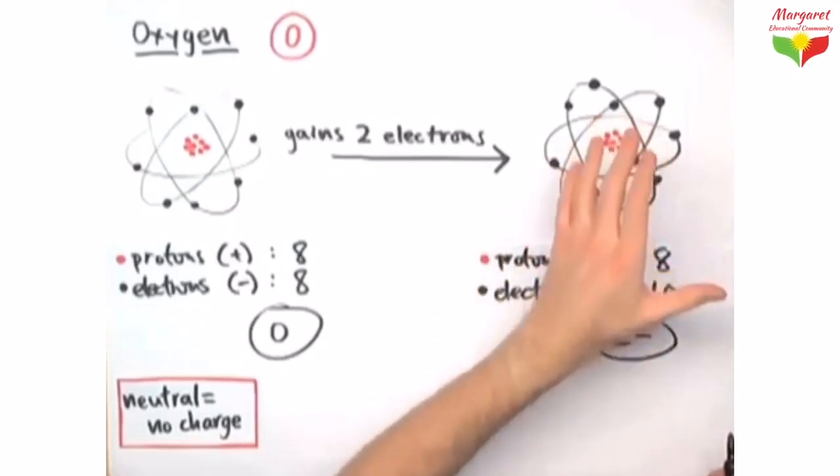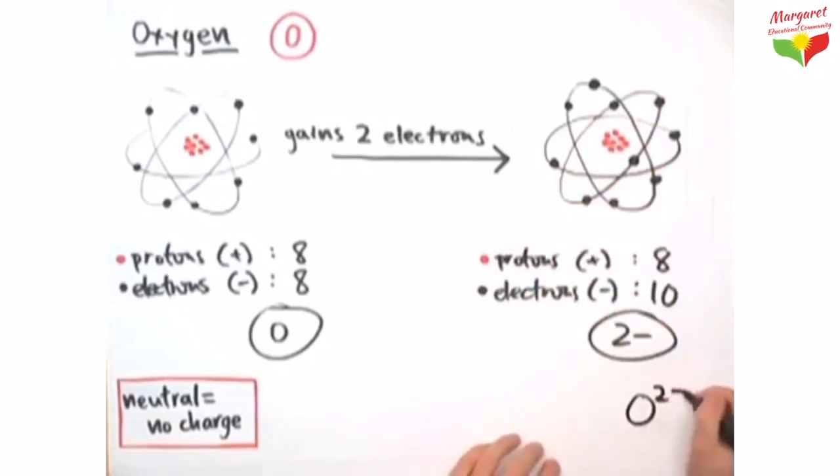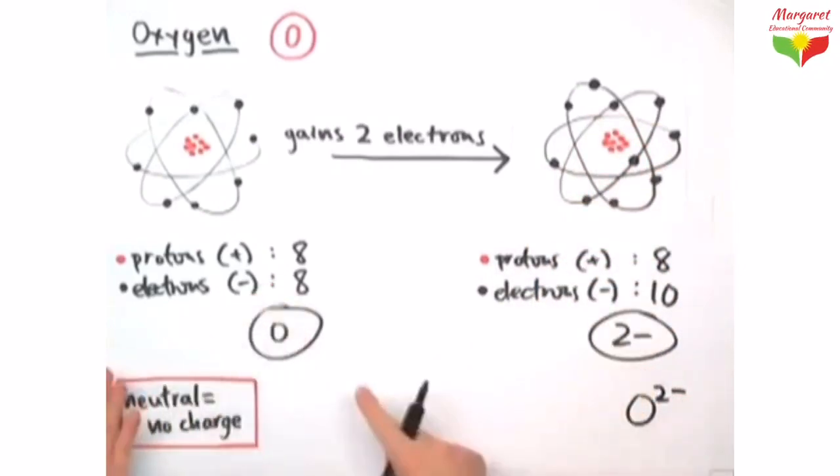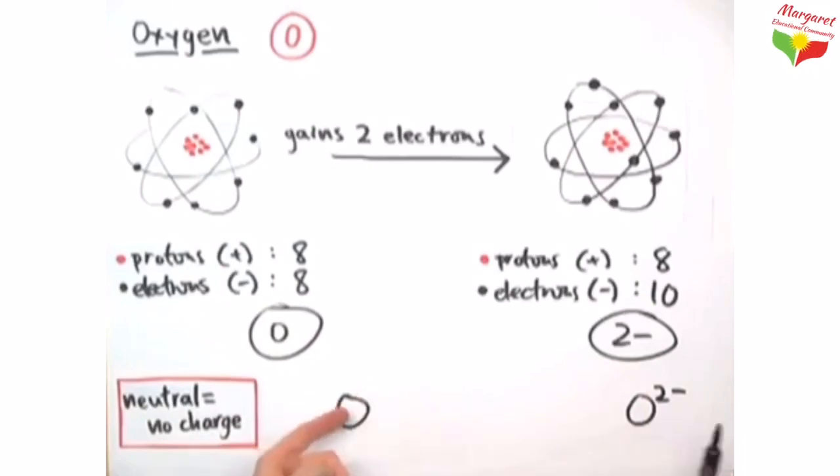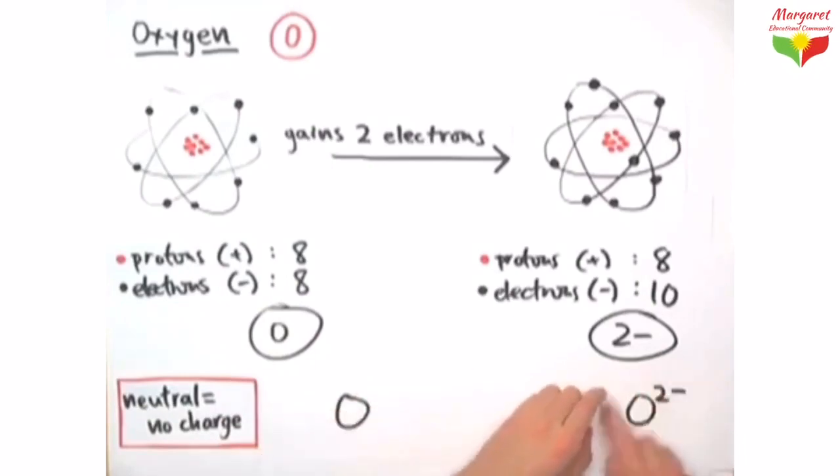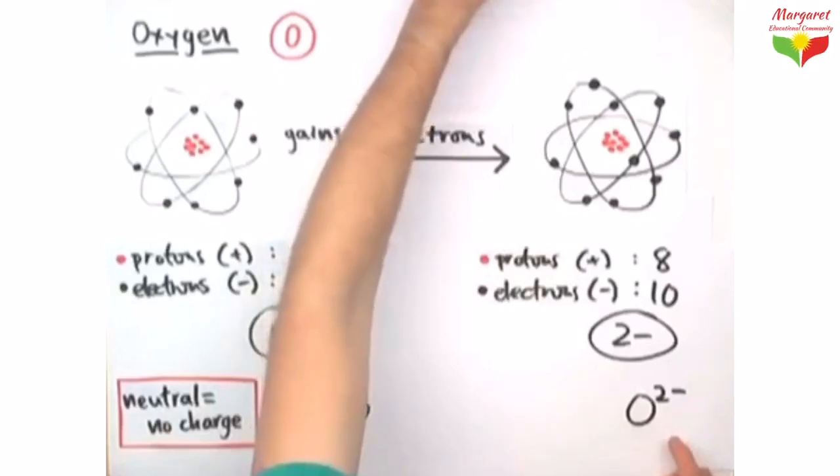I can write the symbol for this ion as O2- to show that it has a 2- charge. For this guy over here, I can write only O. This is an ion because it has a charge.